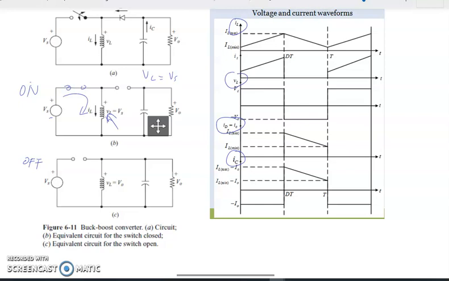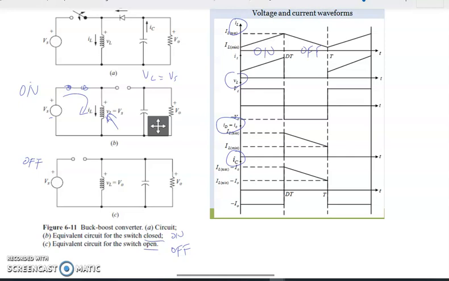Okay, this is the on state, during which the switch is closed, and the off state, during which the switch is open. For me, I prefer to use on and off. On means that the switch is closed, and off means the switch is disconnected. Okay, we have the diode here. We analyze one by one, during the on state and during the off state, from the inductor point of view.